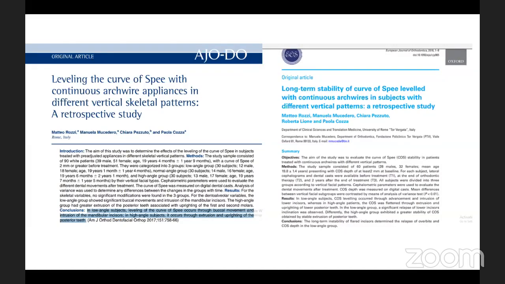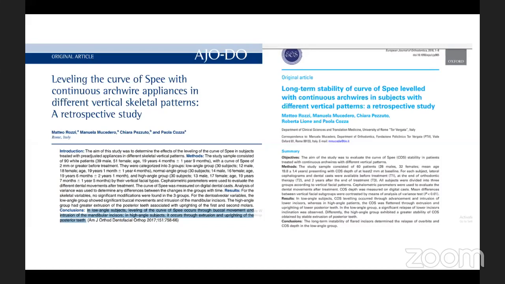Because if you put a straight wire, before the lowers intrude the posteriors come out, and that is the problem. In a high angle, the tendency is that if you use a straight wire, the posterior teeth extrude faster than the anterior teeth intrude, and it becomes more detrimental to the case because it's already a high angle and becomes higher. So in such cases, it is beneficial to use an intrusion arch on the lowers.